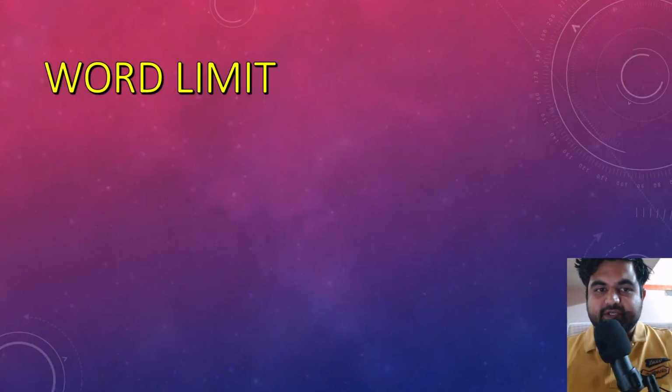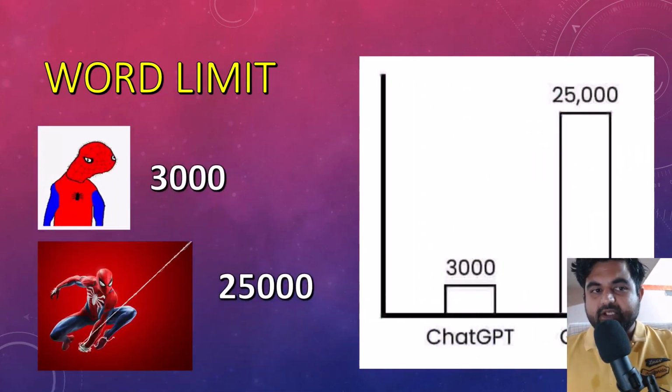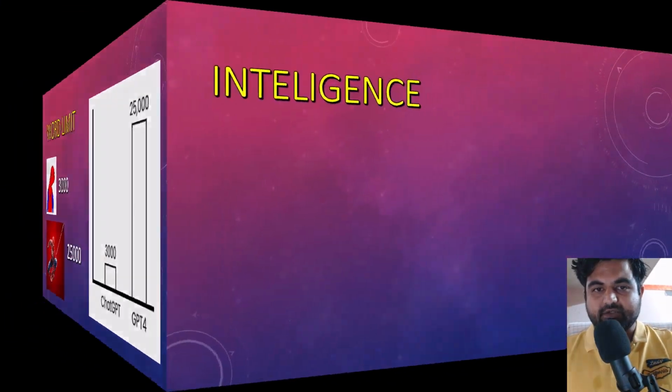So starting with the first one, the word limit. Originally when ChatGPT 3 came in, it had a word limit of 3000. Meanwhile, ChatGPT 4 actually took it 8 times higher than its predecessor, and now its word limit is almost 25,000, which is huge, almost equivalent to someone writing their entire thesis or a bunch of different reports, right? So that's pretty awesome.